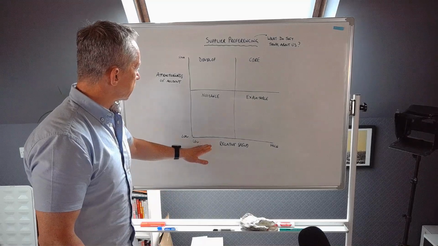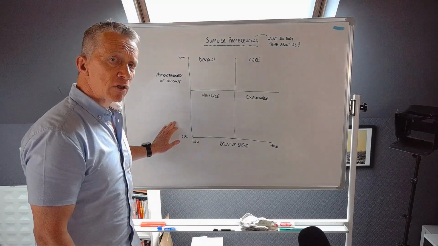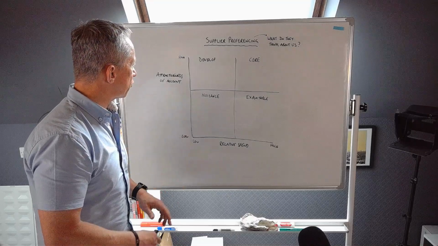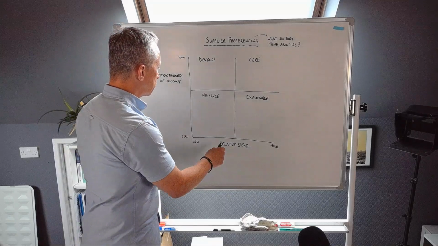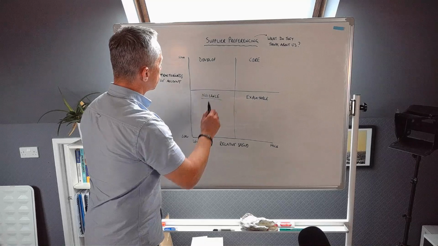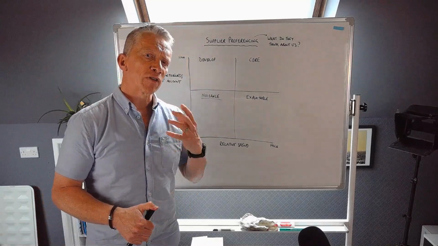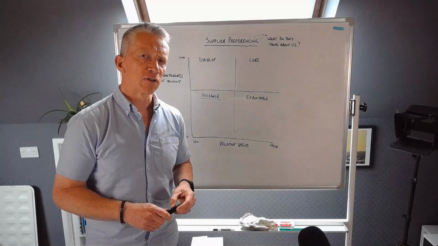This is low relative spend, and also your account is very unattractive to the supplier. It's got a low level of attractiveness. So, low relative spend, low attractiveness: you're a nuisance. What might this mean then for the service that the supplier is going to give you?